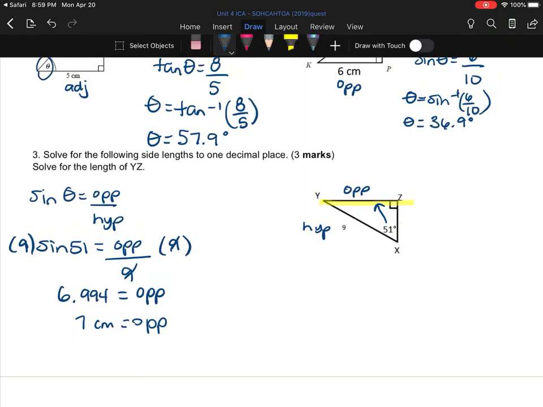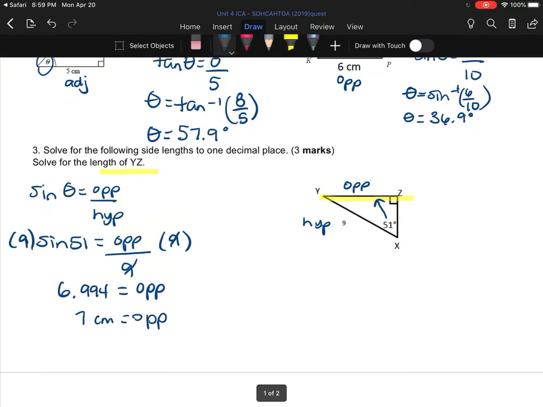A couple things. So could you solve for the other angle and then do cos if you wanted to? Sure, solve for angle Y. That's an extra step, but that's a perfectly reasonable thing to do as well. So there are options. Just make sure that you're solving for the correct side. So in these questions, really read the question carefully. Okay, so it says YZ.